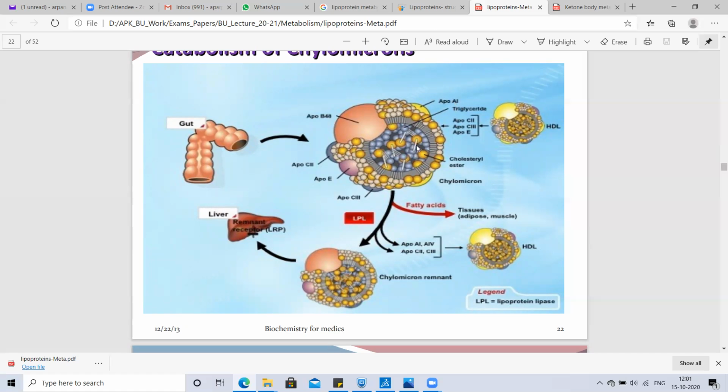deposition for storage purposes, and the protein part, that is ApoA1, A4, ApoC second and C third, gets reutilized, recycled for the synthesis of HDL, and the remaining unmetabolized leftover portion is known as chylomicron remnant, which again is transported back to the liver, where it enters via receptor mediated transport, and here it gets recycled back and helps in the synthesis of VLDL. So this is overall the fate of chylomicrons.